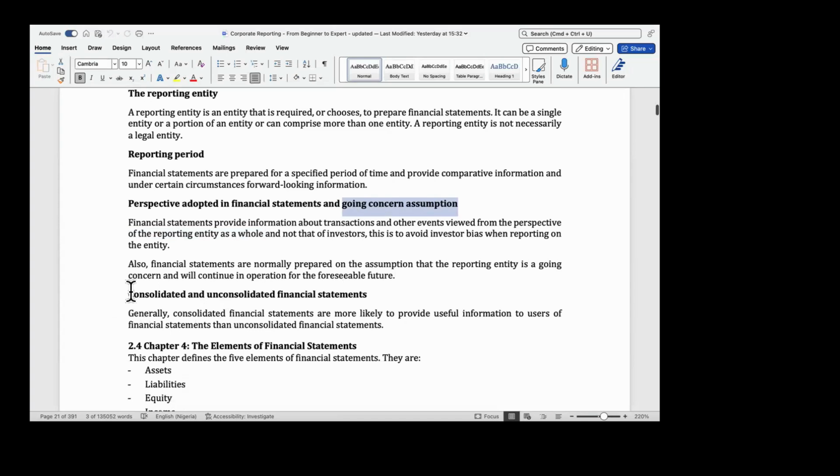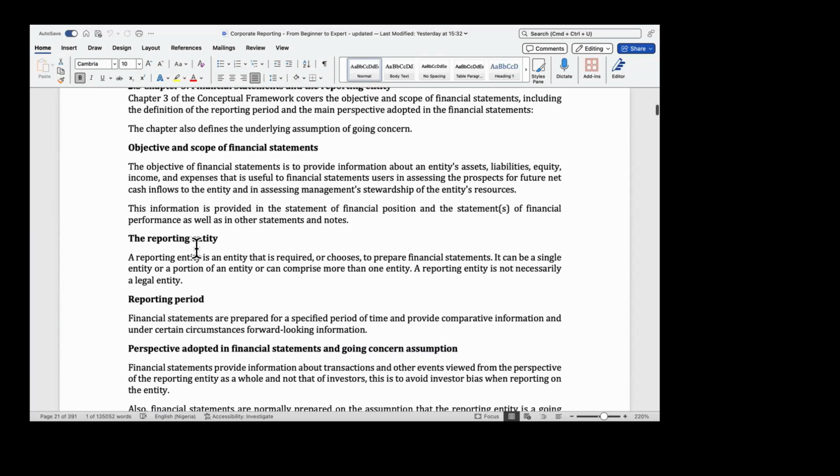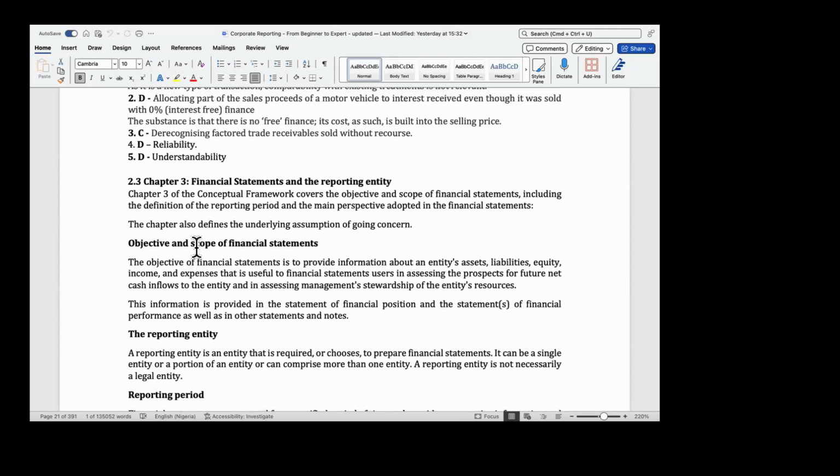And where a reporting entity consists of more than one entity, then it is better to prepare consolidated financial statements. Consolidated is more useful than unconsolidated. When an entity has more than one entity, when it has subsidiaries, consolidated is better than unconsolidated. Okay, so that's just what chapter 3 is speaking about.